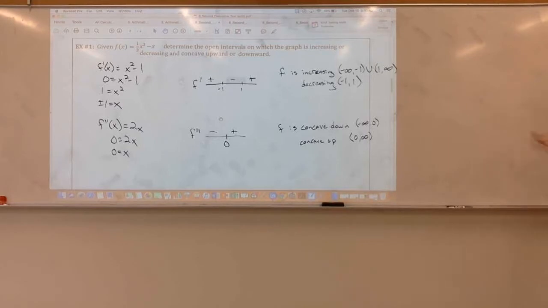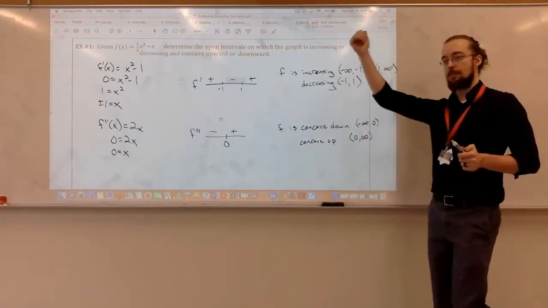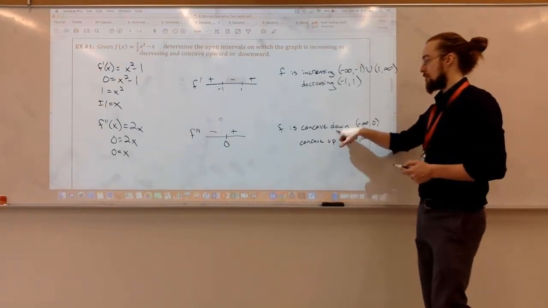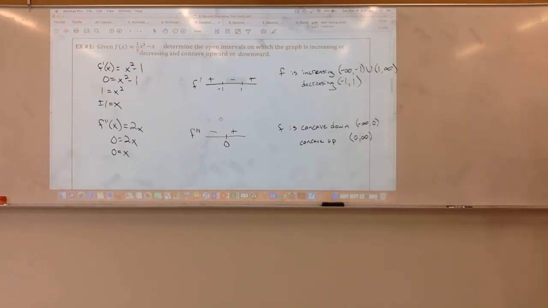Okay, so the first derivative test tells me information about my original function: where it's increasing, decreasing, and relative mins and maxes. The second derivative test tells me where my original function is concave up and down.